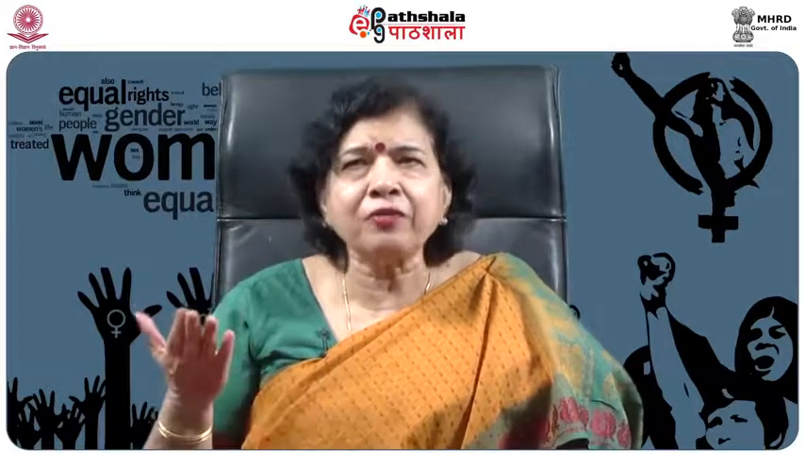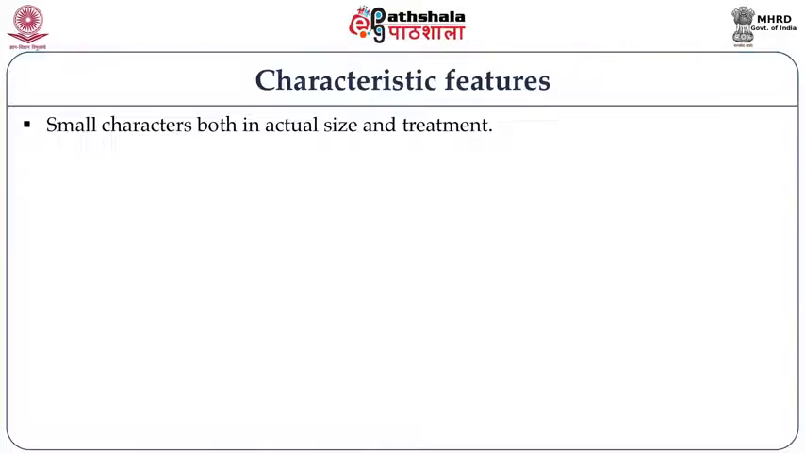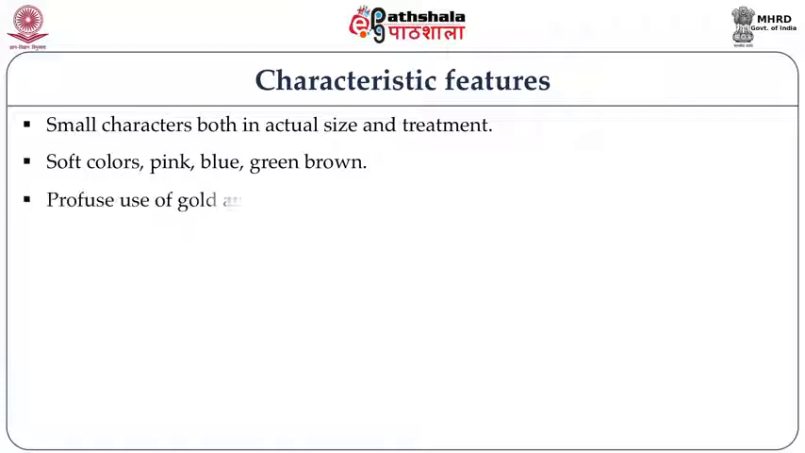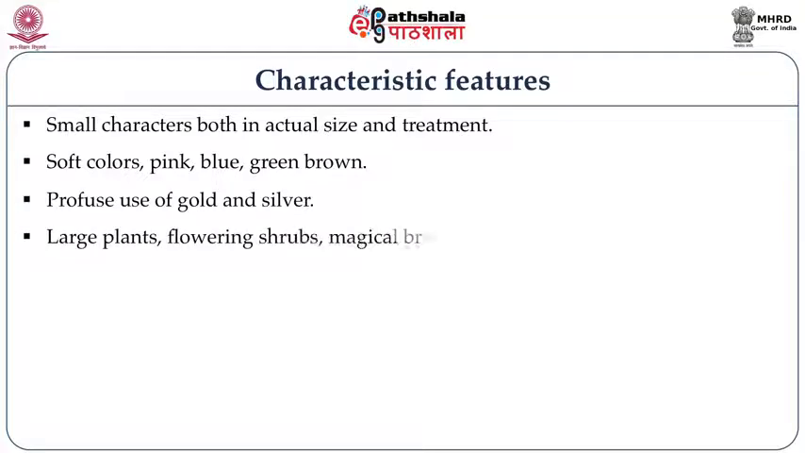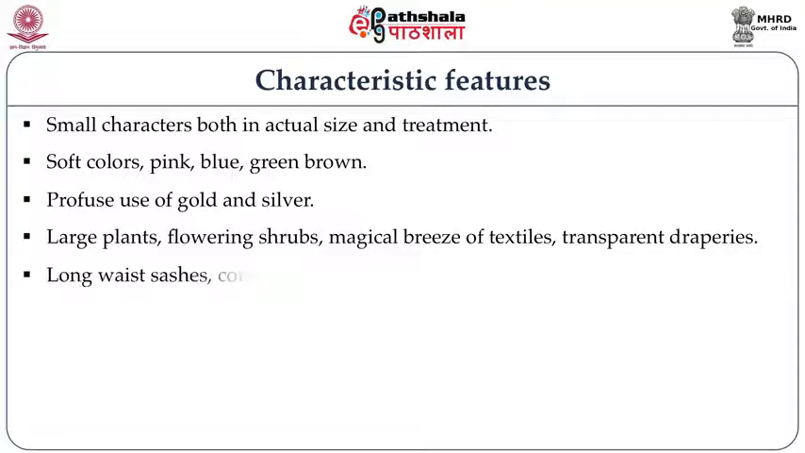Some of the important features of these miniature paintings are that they are very small in character, both in actual size and treatment. Very soft colors are used, like pink, blues, green, brown. Especially in the Deccan miniatures, you have profuse use of gold and silver. You have large plants, flowering shrubs, the whole magical breeze of textile. There are transparent draperies, with the women wearing long waist sashes. The men have conical turbans. It also depicts the environment, the rounded hillocks.